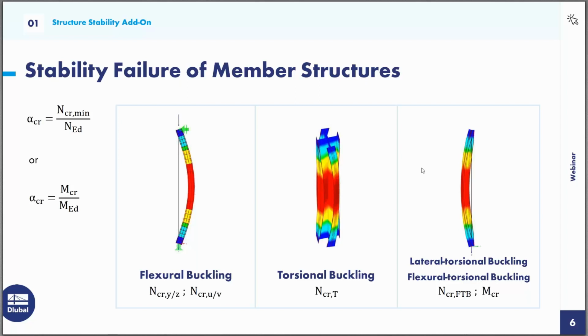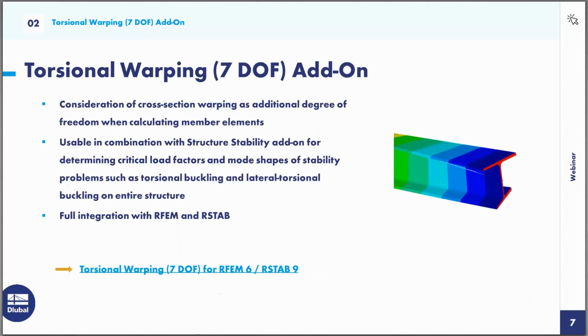In the Steel Design add-on, for sure, with the equivalent member method, we can calculate the design checks for all those failure modes. But if we want to consider it in the global analysis on the 3D model, then with the standard calculation, 6 degrees of freedom, it's only the flexural buckling shape. And if we also want to consider torsional buckling, flexural torsional buckling, and lateral torsional buckling, then we need this additional add-on for 7 degrees of freedom. So, and that leads us to our next topic, the Torsional Warping add-on, 7 degrees of freedom.